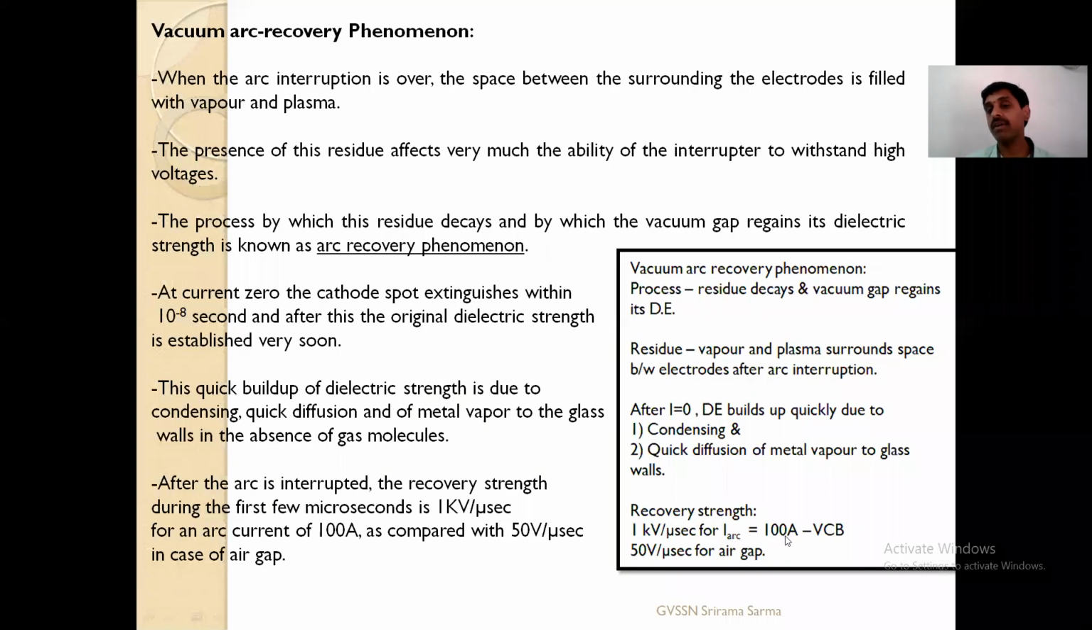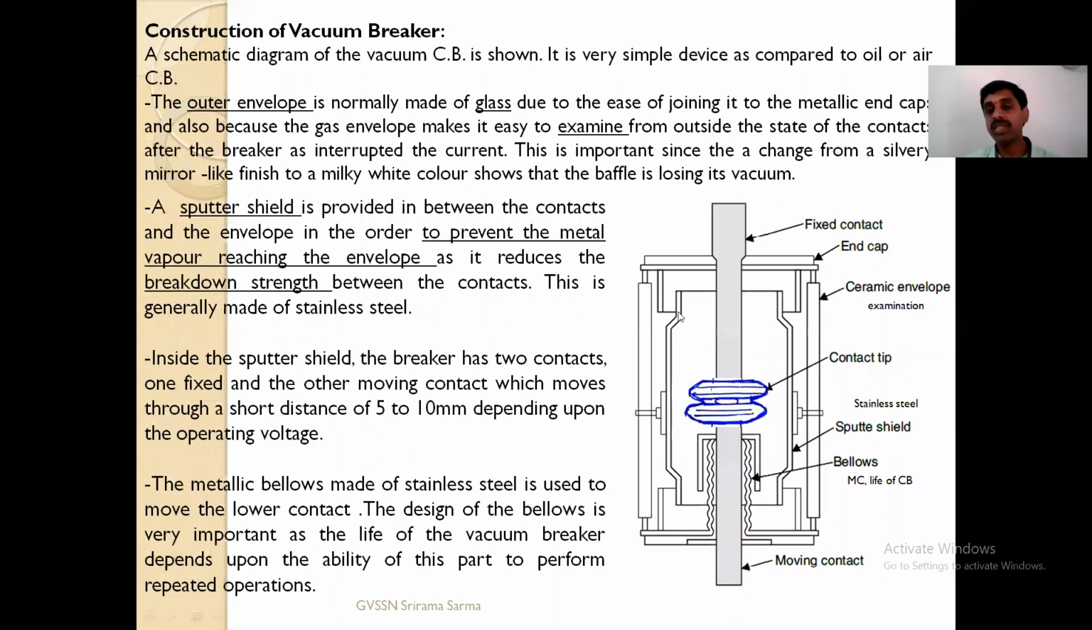This is for an arc current of 100 amperes in vacuum circuit breakers. Whereas if you take a normal air gap, for 1 microsecond it is only 50 volts. You can observe the difference. Here, for 1 microsecond, we can get back 1 kilovolt. For an air gap, it is only 50 volts. Such a fast recovery can be obtained with vacuum circuit breakers. So this is the construction of the vacuum breaker.